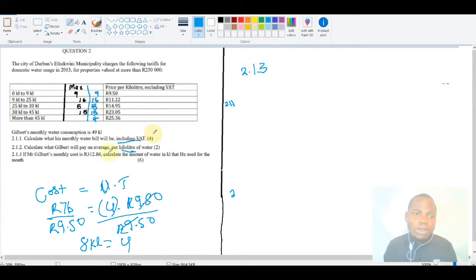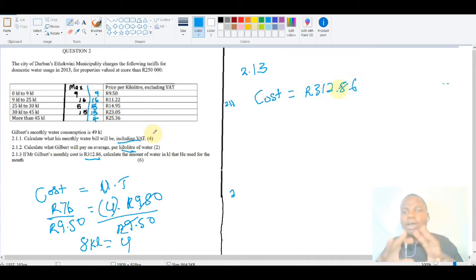2.13. So now they are saying calculate what Gilbert will pay on average per kiloliter. So the question is saying if Mr. Gilbert's monthly cost is 312 rand, 86 cents, calculate the amount of water that is used for the whole month. So now we know that the cost of Mr. Gilbert is given as 312 rand, 86 cents. Now we are given the cost. We have to work backwards to find the amount of water that is used there.